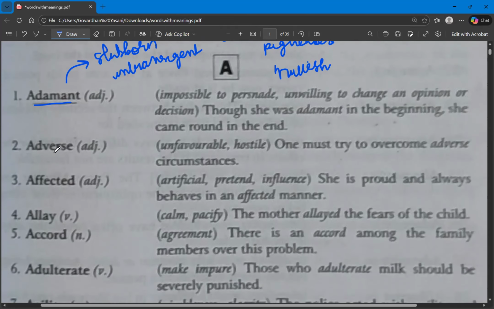And the next one is adverse. Adverse means something that is not in favor for us. That is called adverse, and the other words are unfavorable and hostile. So the synonyms for adverse are unfavorable and hostile.